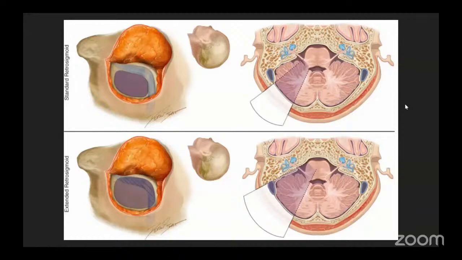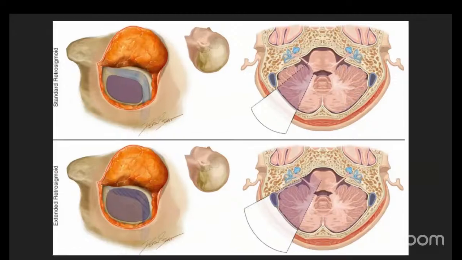This is a very beautiful illustration which is showing us the difference between a conventional retrosigmoid approach and an extended retrosigmoid approach. Let me show you the differences. Even if you have never seen the extended approach or you didn't know about it previously, you just need to know two important things. The bone work stays the same.